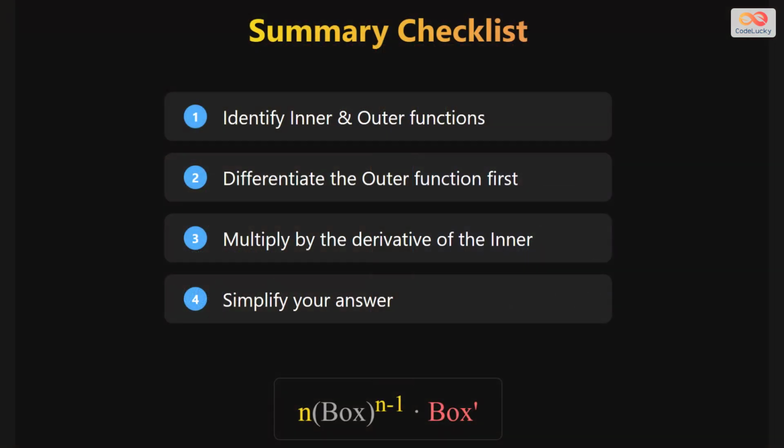To wrap up, remember this 4-step checklist. 1. Identify your inner and outer functions. 2. Differentiate the outer function by moving the power. 3. Multiply by the derivative of the inner function. And 4. Simplify your algebra. Think of it as n times the box to the power of n minus 1 times the derivative of the box.